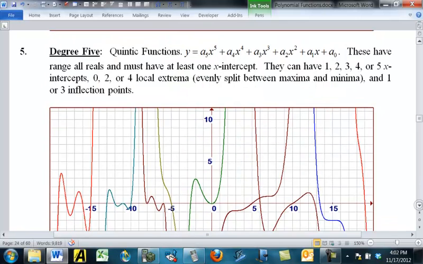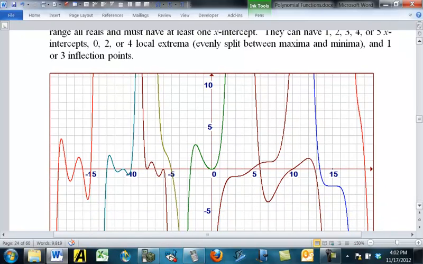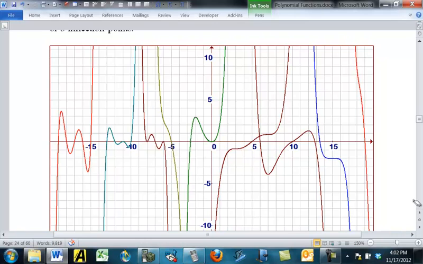Okay, even more possibilities when we go to degree 5. They can have 1, 2, 3, 4, or 5 x-intercepts. They've got to have at least one because they take on all reals. And we get a lot of interesting looking shapes here. The most typical thing to think about as your basic example is the red one over here on the left, where we have 1, 2, 3, 4, 5 roots, so that's 5 distinct factors. In between we have 2 max, 2 min, and in between the extrema we have inflection points, so 1, 2, 3 inflection points. So 5 roots, 4 extrema, 3 inflection points.